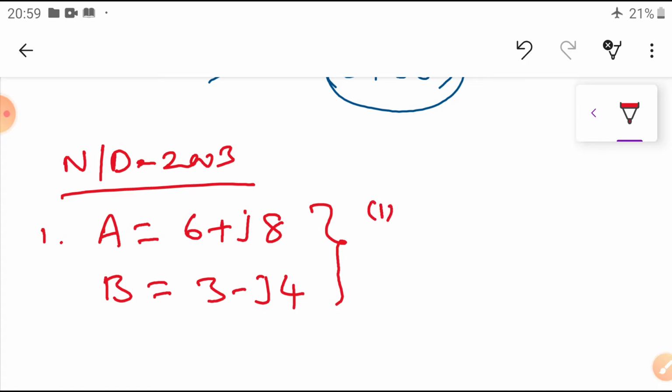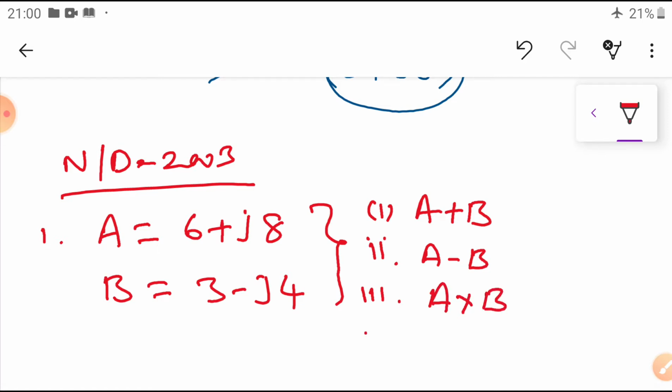First, A plus B; second, A minus B; third, A into B; and fourth, A divided by B. All operations will take place with the help of this theory. So this is the problem: vector A is given, vector B is given.